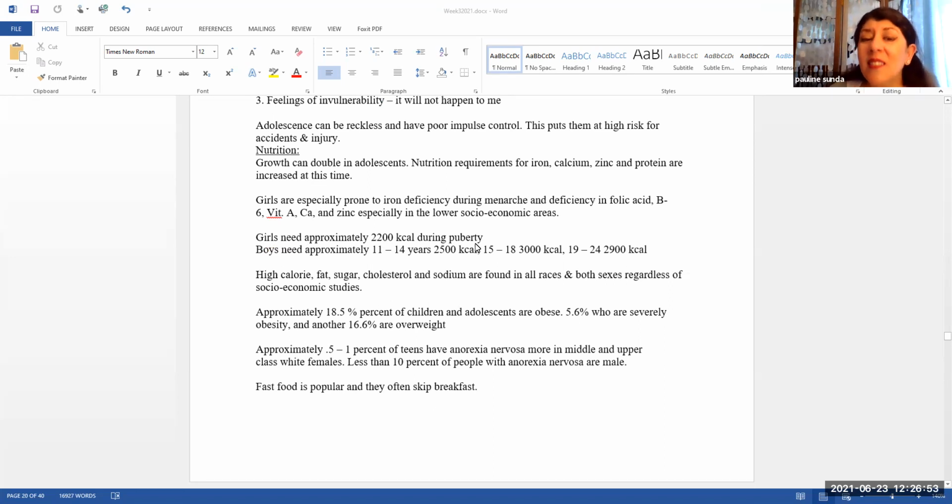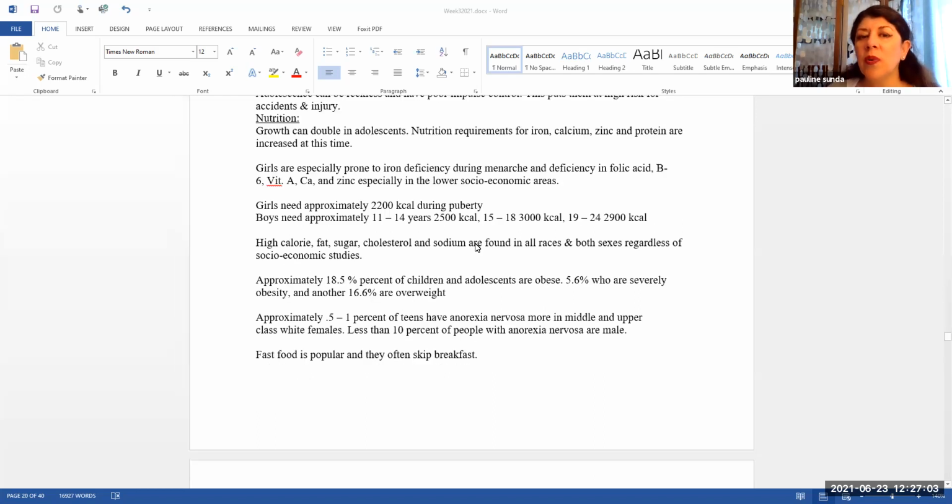Nutrition. Growth can double in adolescence, so nutrition requirements for iron, calcium, zinc, and protein are significantly increased at this time. Girls are especially prone to iron deficiency anemia during menarche, and a deficiency in folic acid, B6, vitamin A, calcium, and zinc are also present, especially in those lower socioeconomic areas.